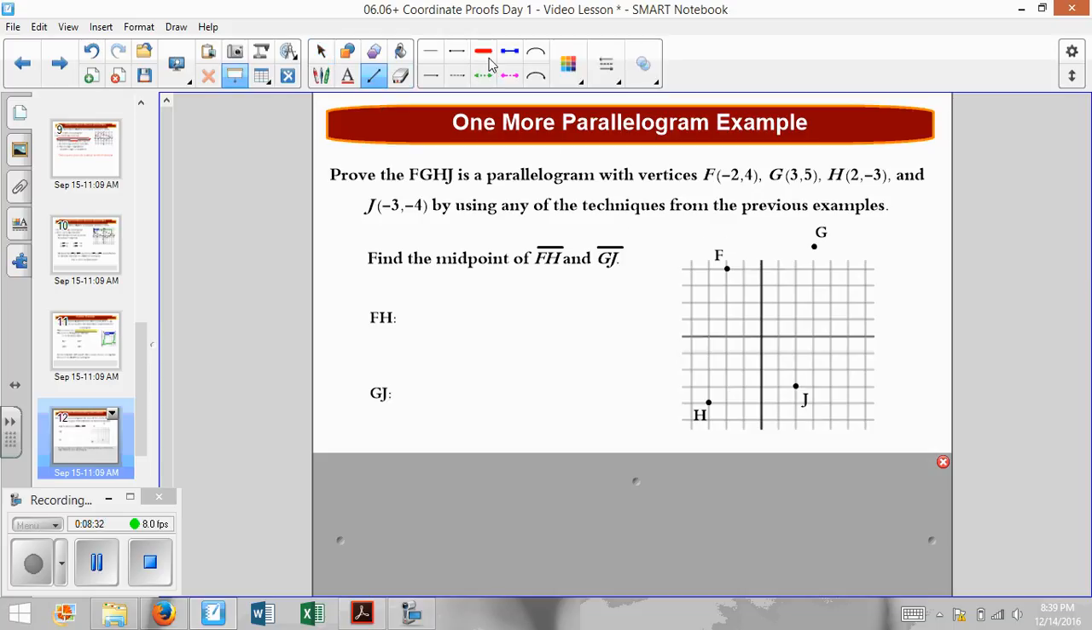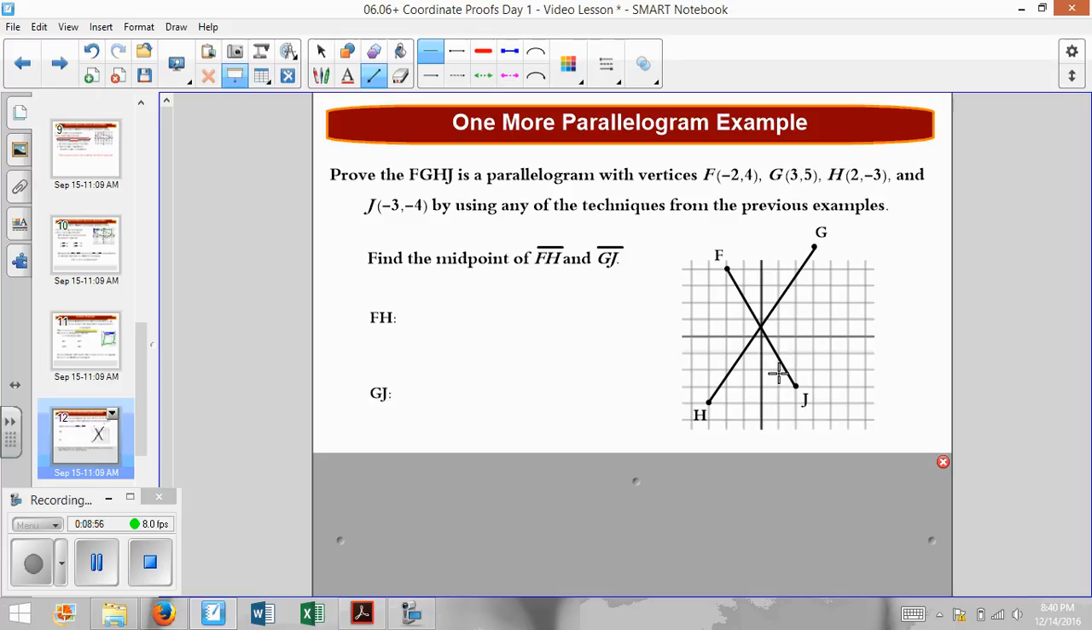If I draw the diagonals in and find the middle of that one and the middle of that one, if I'm able to prove that they have the same midpoint, what that tells me is that these segments are bisected. And that parallelogram family, again, is the only one where both diagonals bisect one another. So that is a way to prove it.